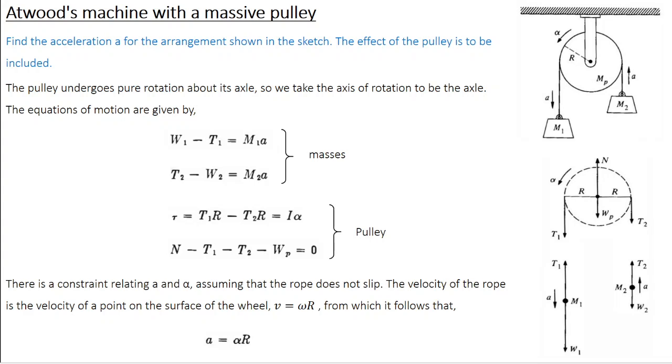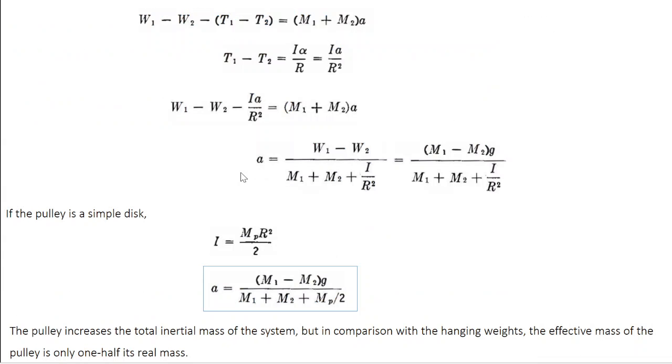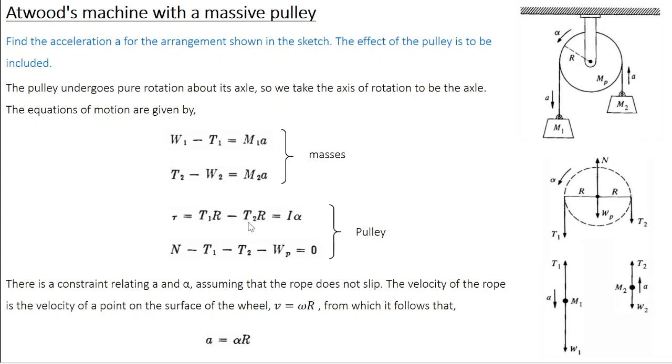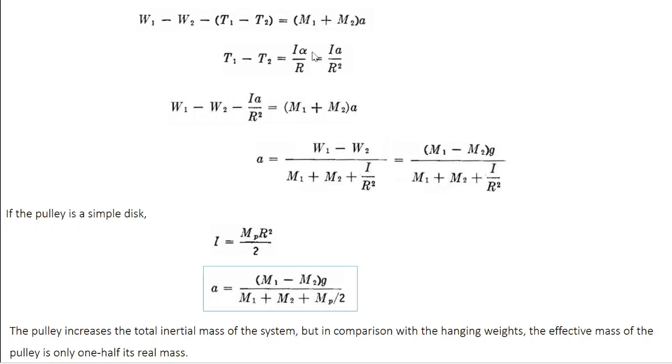Okay. So once I have all this information, I can solve the equation of motion and find out the value of A. So I am going to add these two equations. So W1 minus T1 plus T2 minus W2 equal to M1A plus M2A. When I rearrange the terms, I can write W1 minus W2 minus (T1 minus T2) equal to (M1 plus M2) into A. Now from the third equation, I can write T1 minus T2 equal to I alpha by R, but alpha equal to A by R. So I can write T1 minus T2 equal to IA by R square.